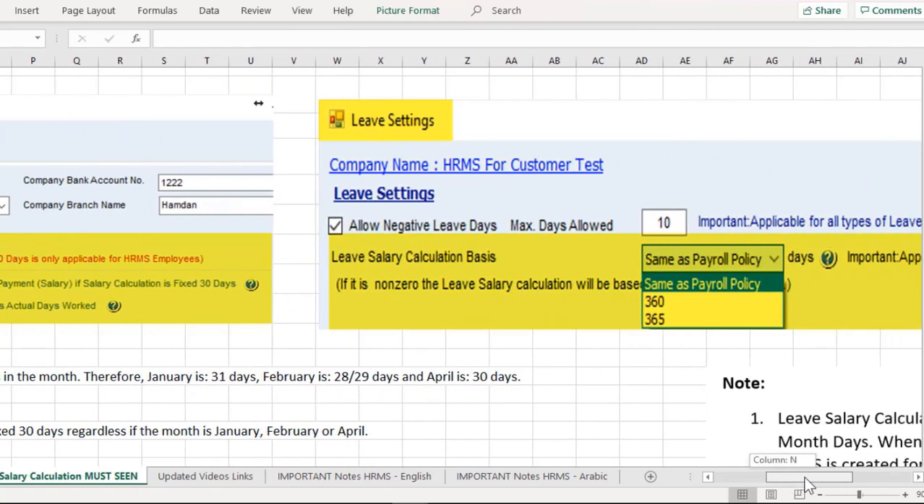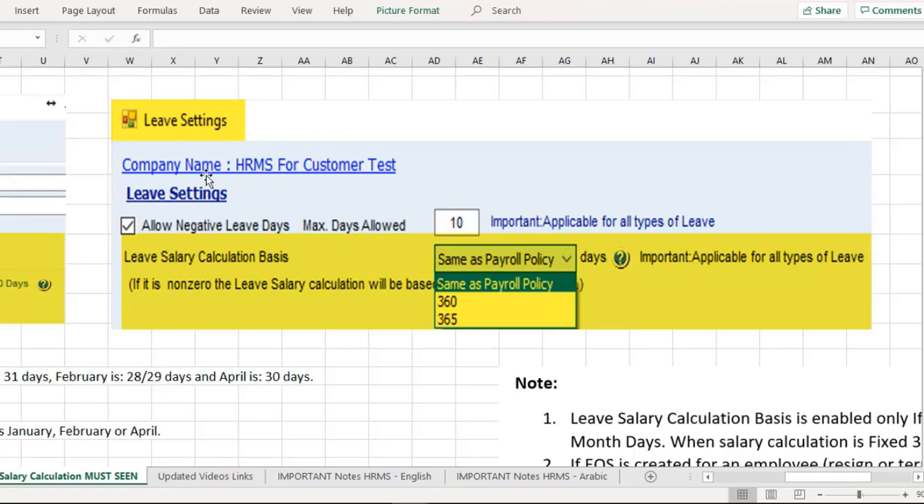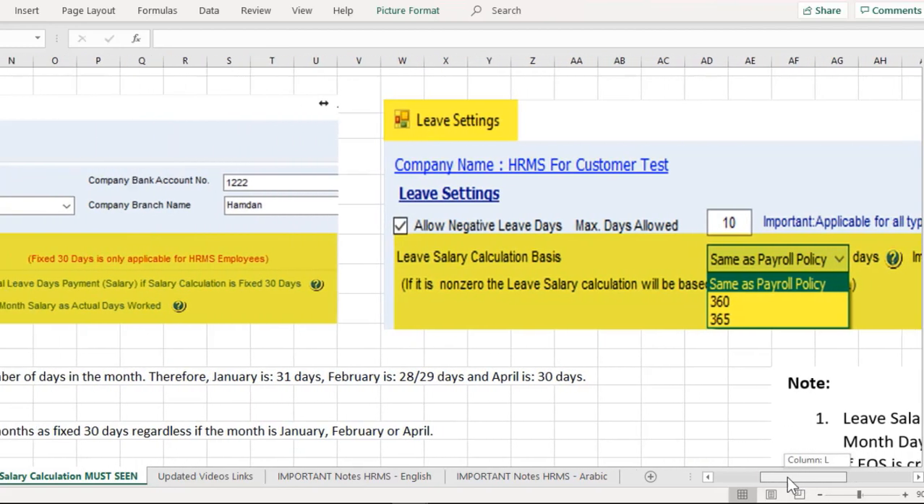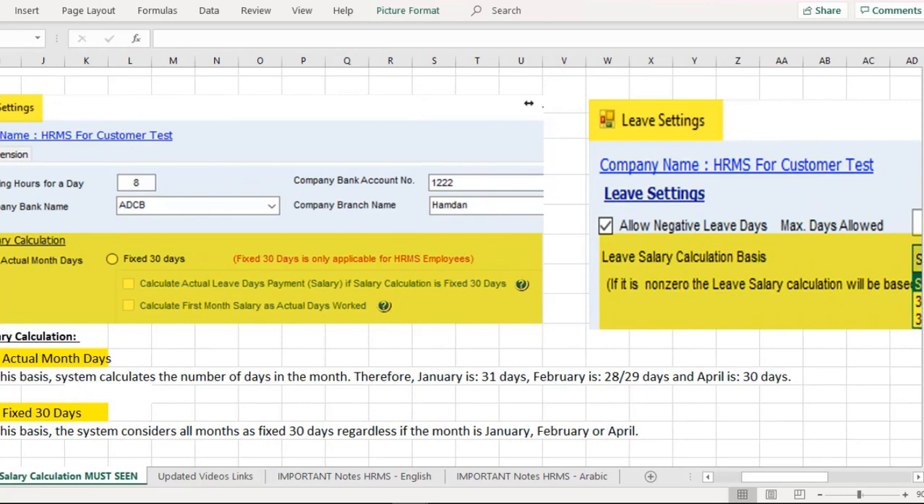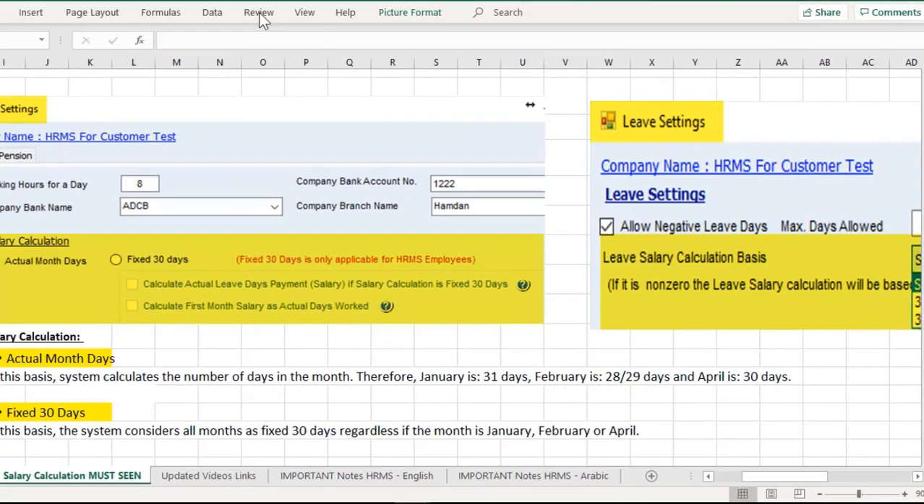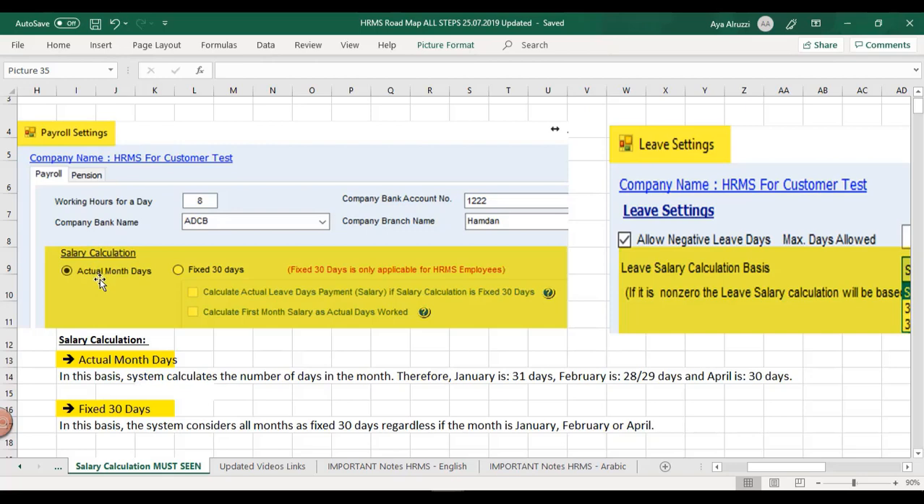And in the leave settings also, as we have seen here, this will allow you to choose whether the leave settings will apply exactly based on the payroll policy. So you can choose for the leave settings to be read exactly based on payroll settings. If we choose here actual month days, the leave settings will read based on that actual month days. And if we select fixed 30 days for payroll, we can also select that the leave settings will be read based on the payroll settings, which is fixed 30 days. So this is how it's supposed to be reading.